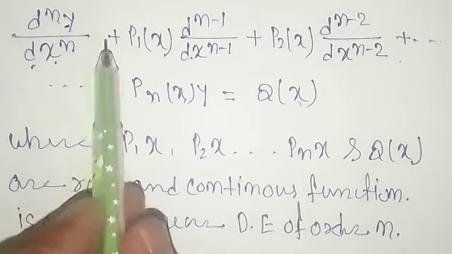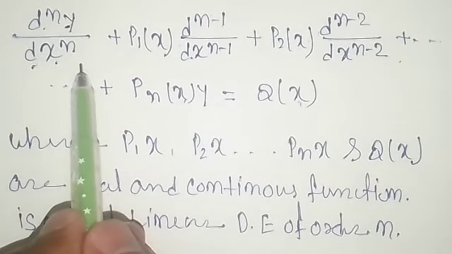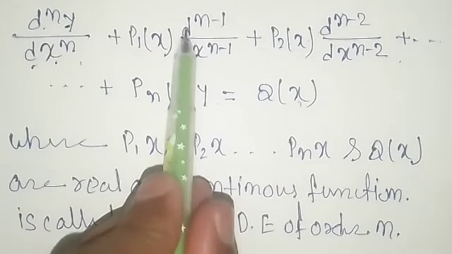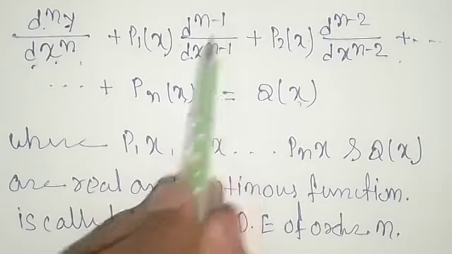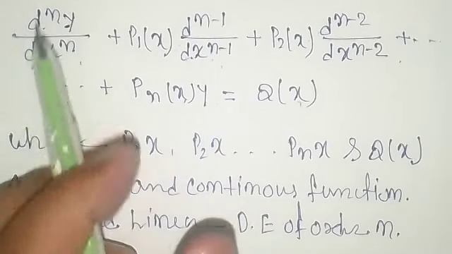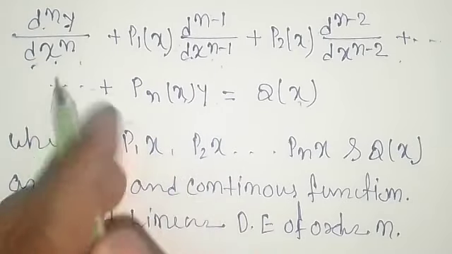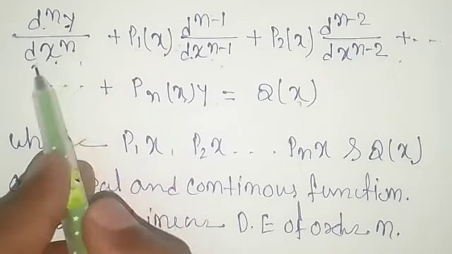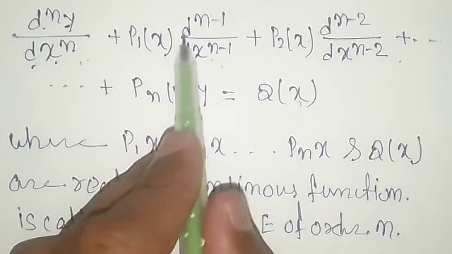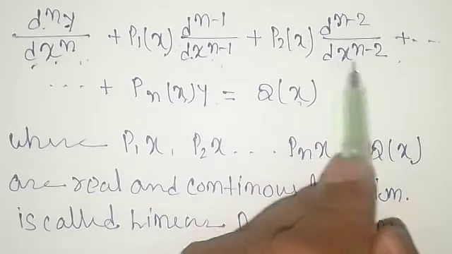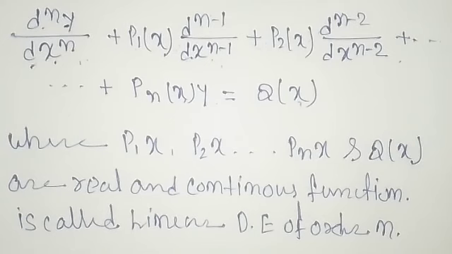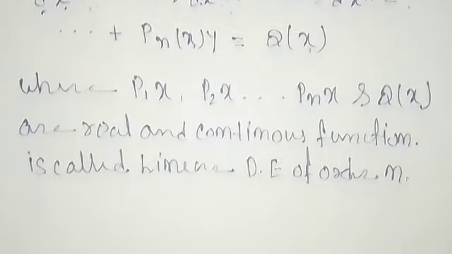If n is equal to 2, we can say that d square y by dx square plus p1x dy by dx plus p2x y equals qx. That equation we call a second order differential equation. If n is 3, it is d cube y by dx cube plus p1x d square y by dx square plus p2x dy by dx, that is the third order differential equation, and so on, right? So this is a linear differential equation.